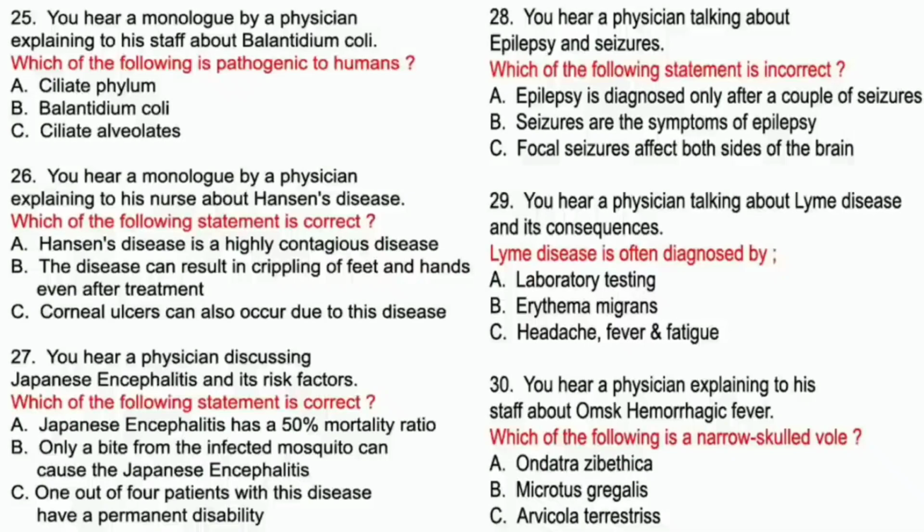Question 26. You hear a monologue by a physician explaining to his nurse about Hansen's disease. Now read the question.